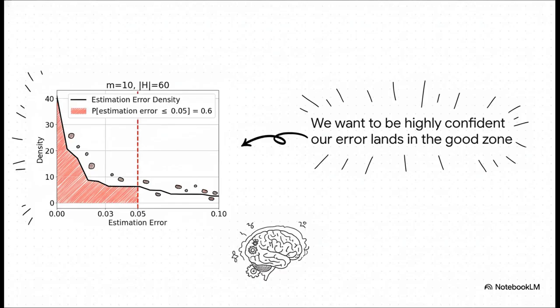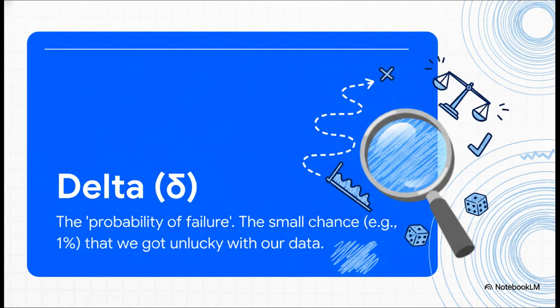It shows all the possible error values we could get, depending on the data we happen to sample. You see that long tail on the right? Yeah, it's possible to get a really bad error if we get a disastrously unlucky set of training data. But the vast majority of the time, our result is going to land in that big, safe, red shaded area, the good zone. And that tiny chance of being unlucky? We give that a name too, delta. It's our probability of failure, the risk we're willing to accept. We might say, okay, I'm comfortable with a 1% chance, a delta of 0.01, that I got a bad sample and my error is actually bigger than I'd like.